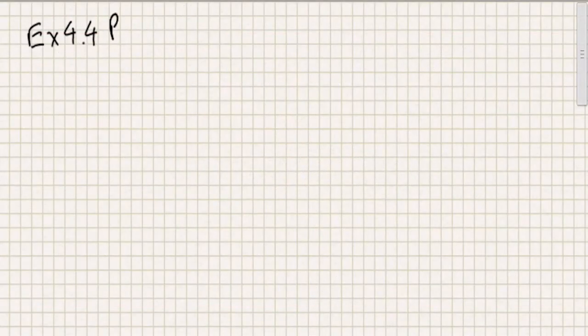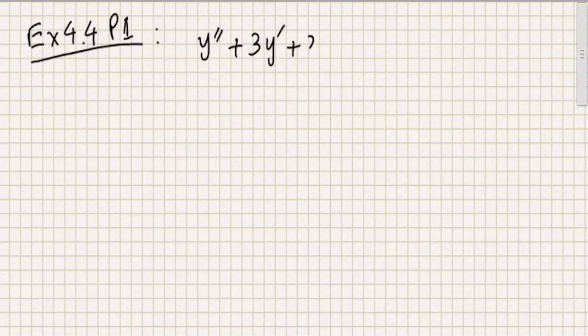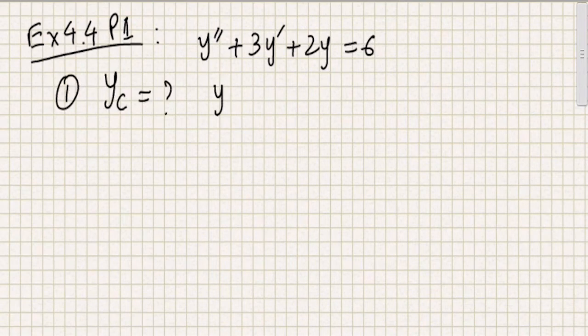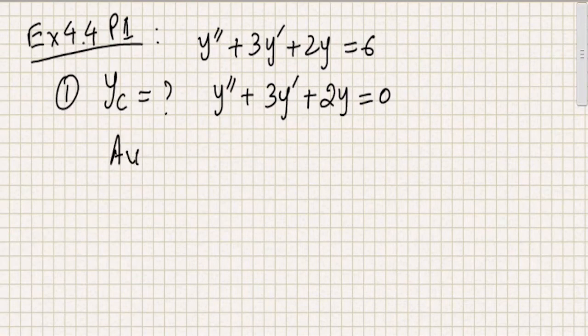This is exercise 4.1, problem number 1. So the equation that is given to us is y double prime plus 3y prime plus 2y equal to 6. So the first part is that we need to find the complementary solution. So we write down the associated homogeneous equation of this non-homogeneous equation, and in order to use the method of constant coefficients for homogeneous equations, we need to write the auxiliary equation, right?